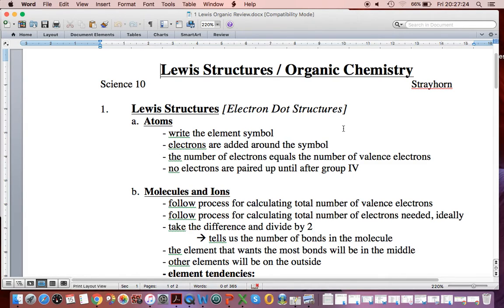Group 5, like nitrogen, is going to have 5 electrons. It'll have a lone pair and 3 bonding electrons. It wants 3 bonds. Group 6, things like oxygen, are going to have 2 lone pairs and 2 bonding electrons. It wants 2 bonds. In group 7, the halogens, things like chlorine, are going to have 7 outer electrons. That means you're going to have 3 lone pairs and 1 bonding electron. They tend to form 1 bond.